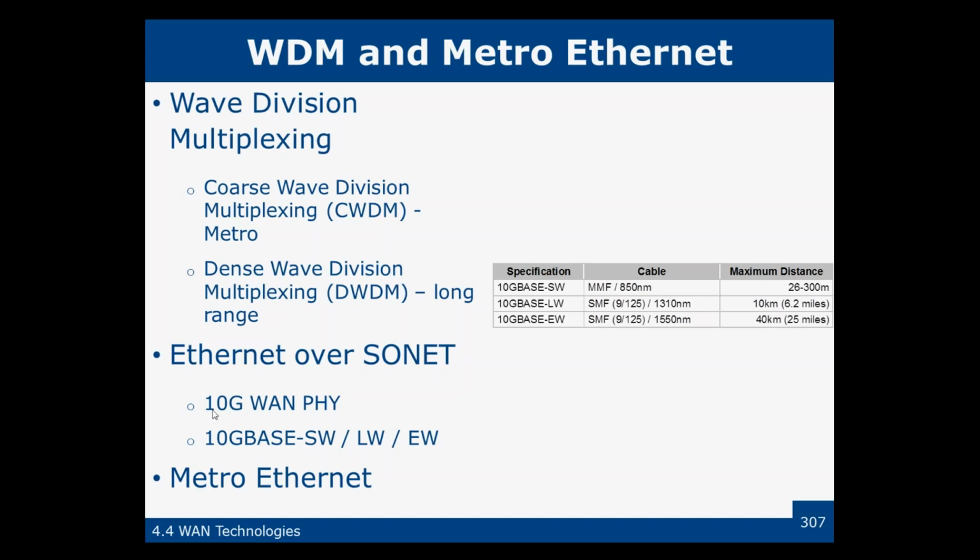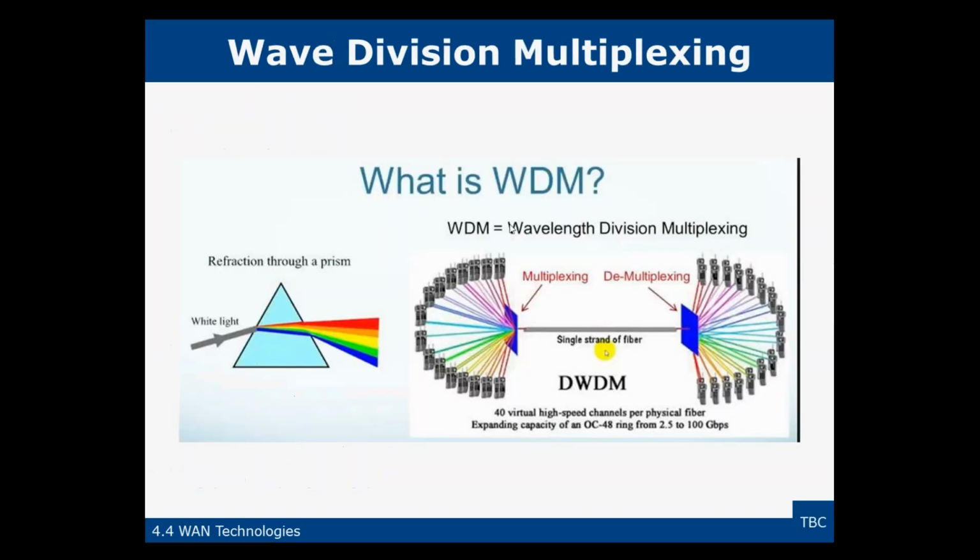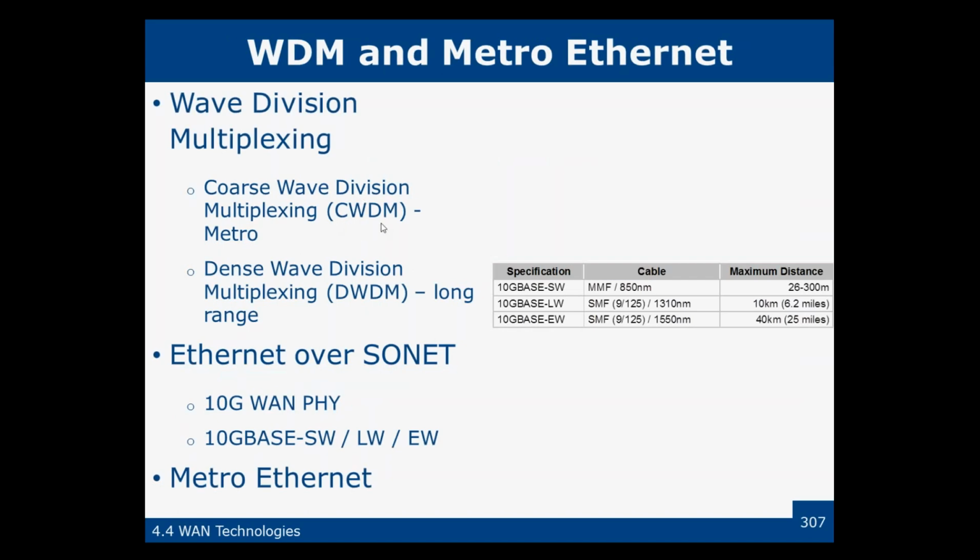Ethernet over SONET, 10 gig WAN, and the PHY is a physical layer, a physical definition. 10 gig base, and base is baseband, if you remember. SW, LW, and EW are going to give us the ranges over here of what we use. The Metro Ethernet is what we normally call a MAN, and it's going to be within a metropolitan area typically when we do these things, and wave division multiplexing is what we've got here.